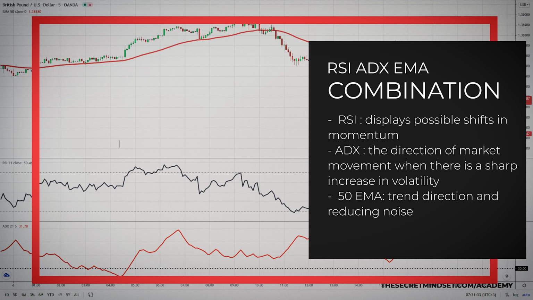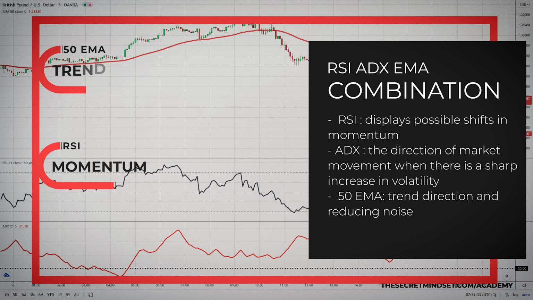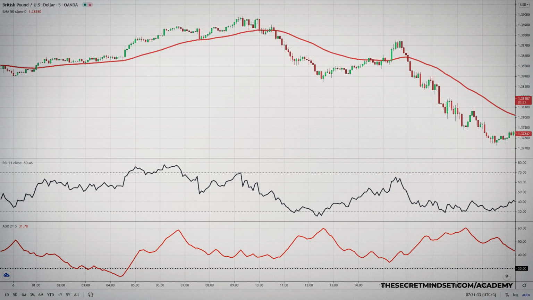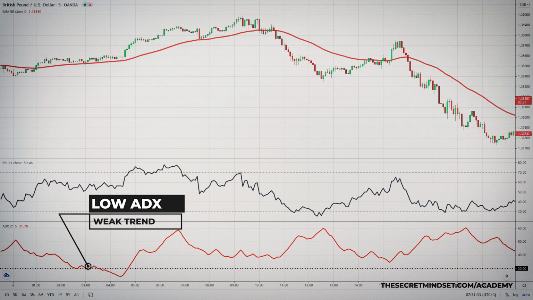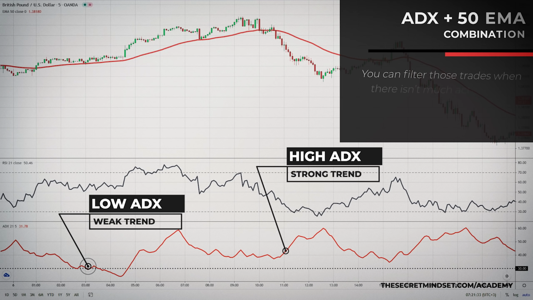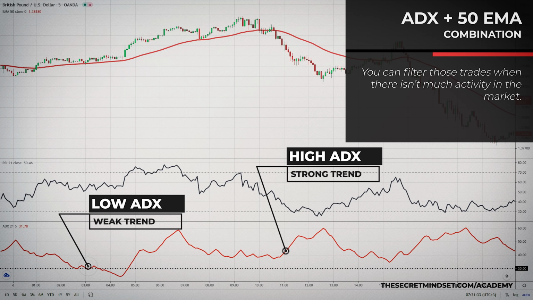In this scalping setup, RSI will show the movement of price. The 50 EMA filters the price fluctuations, meaning the noise, to see the real picture of the market direction, and the RSI displays possible shifts in momentum. When we're adding the ADX into this equation, our goal is to watch the direction of the market movement when there is a sharp increase in volatility. When it comes to analyzing and measuring volatility, the ADX analyzes the recent price movements. A high ADX reading implies that the trend is strong, and a low ADX shows a weak trend. Used in combination with a 50 EMA, you can filter those trades when there isn't much activity in the market.